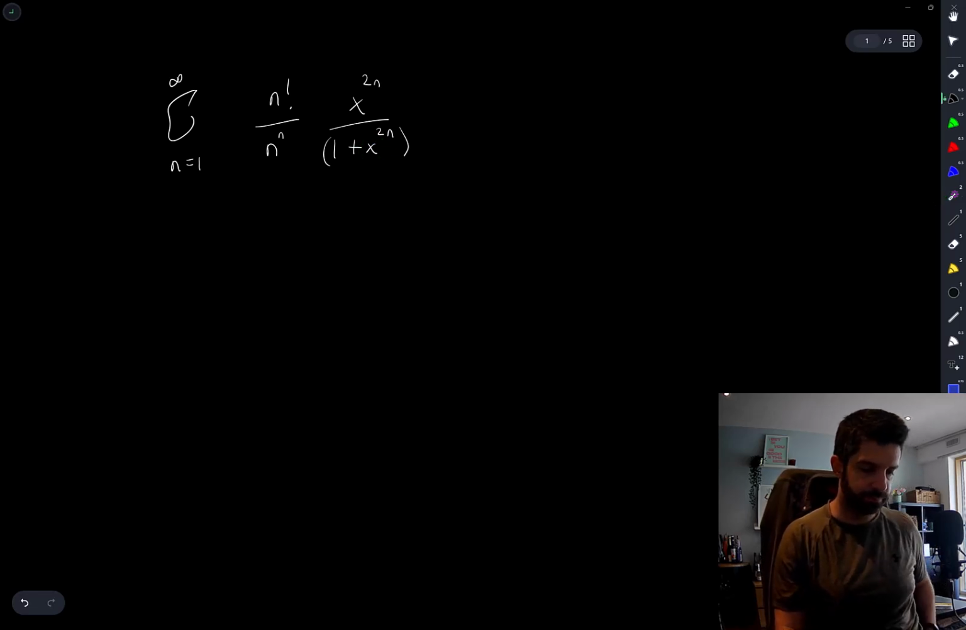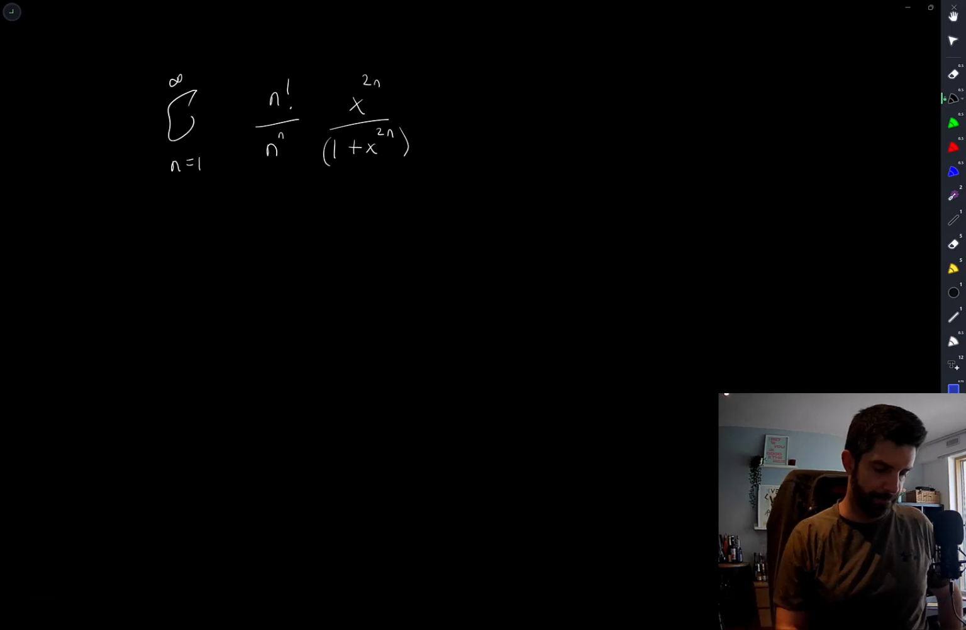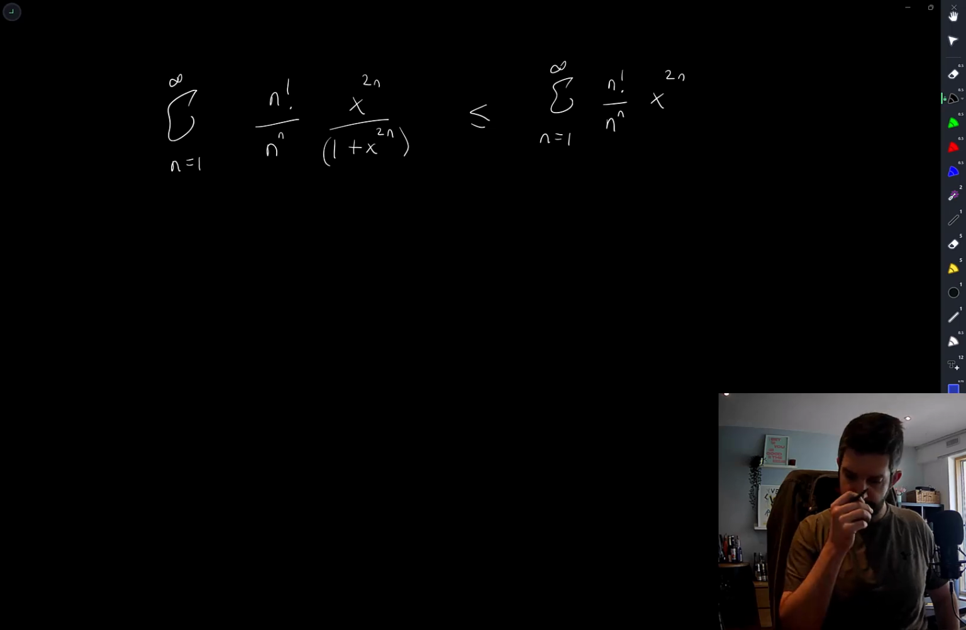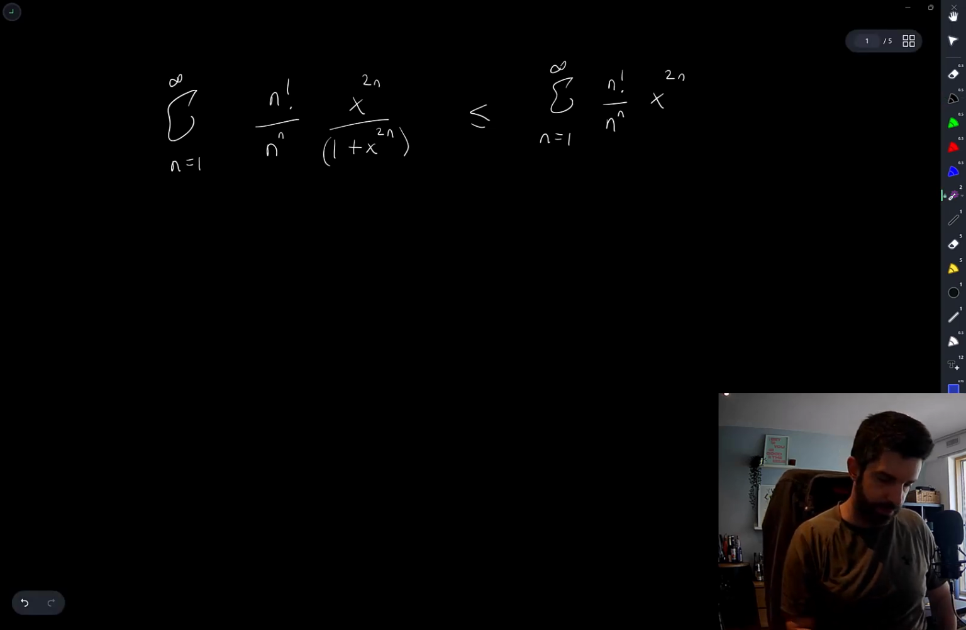So this is less than or equal to the sum as n goes from 1 to infinity of n factorial over n to the n x to the 2n, right? This is always positive. So by making this smaller, I make the whole thing bigger because it's in the denominator.